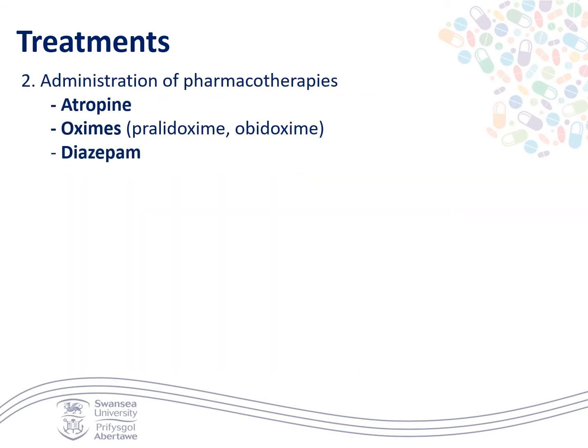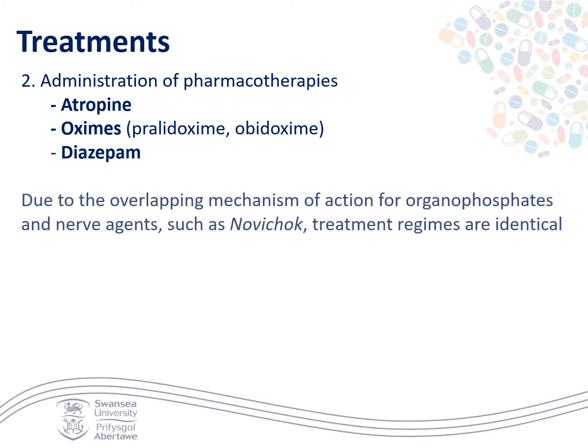The next step then is the administration of pharmacotherapy, so using pharmacological intervention to treat the organophosphate poisoning. And we have a threefold method in order to treat organophosphate poisoning, which can be used not just for organophosphate pesticide poisoning, but for poisoning with organophosphate nerve agents. So things like VX or sarin, and in this case, Novichok. And these treatments include atropine, the oxime drugs, and diazepam.